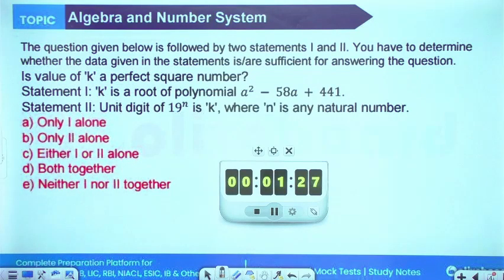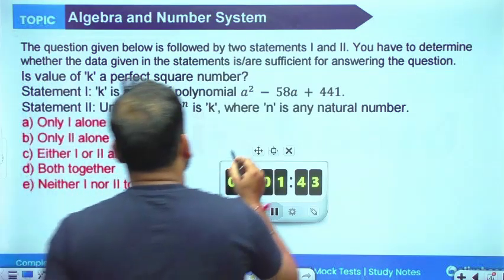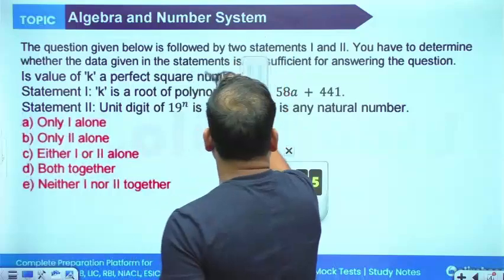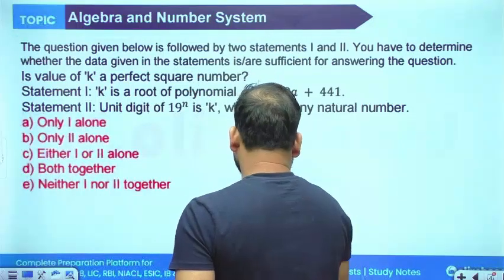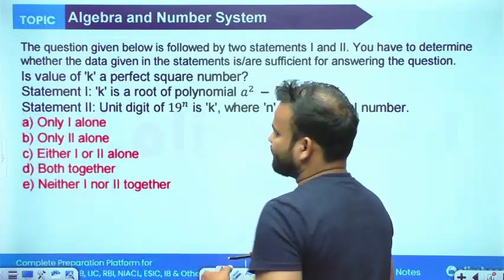The question here shows two statements, 1 and 2. You have to determine whether the data given in statement 1 or 2 is sufficient for answering the question. So which of the following is sufficient? Is the value of k a perfect square number? We have to find out the value of k and consider whether it is a perfect square number.